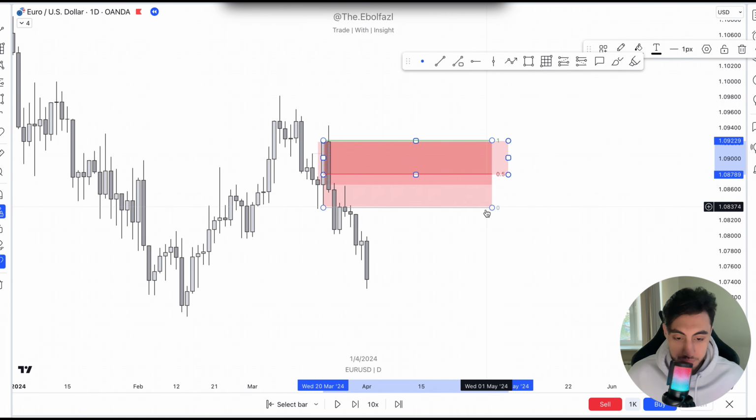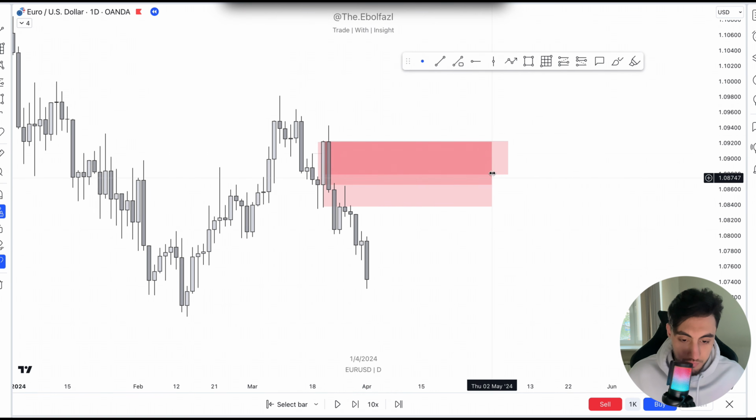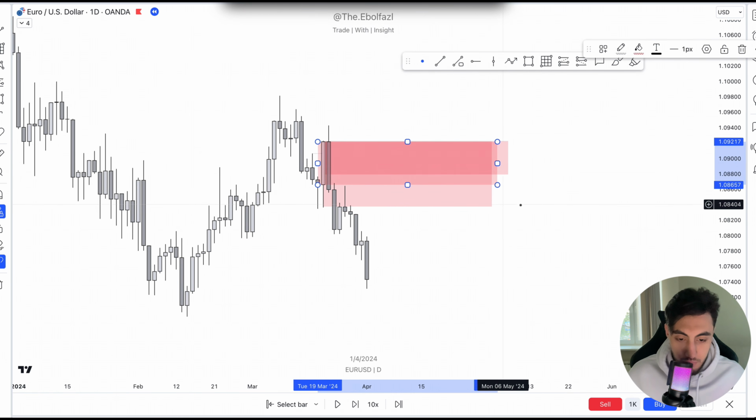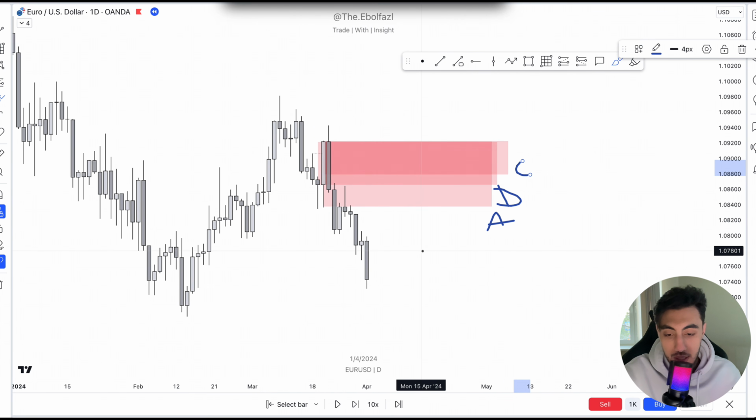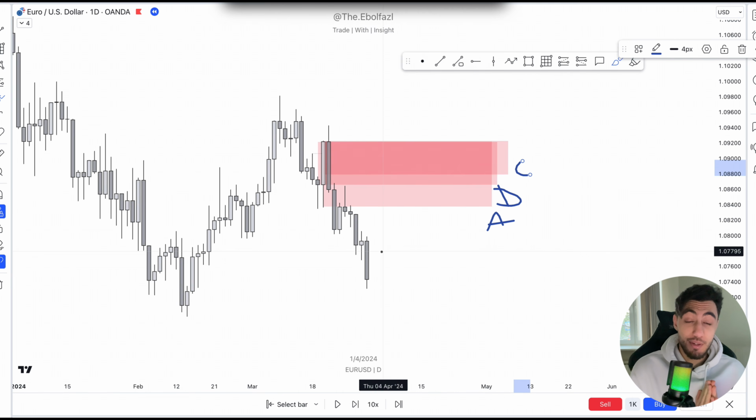So this is going to be the A, B, and C. I'm going to write it: A, B, and C level of the order block. As I told you, one of the rules for the best POI is that we have liquidity below it or above it. It depends on what you are looking for, sell or buy.